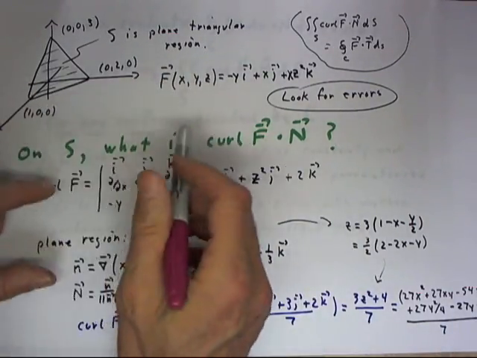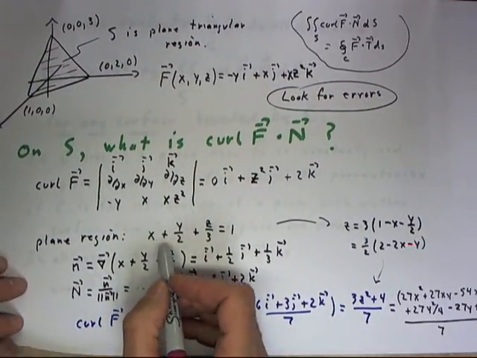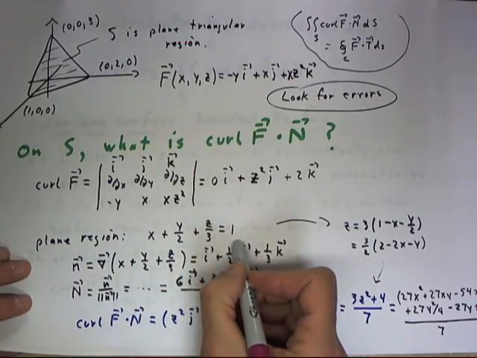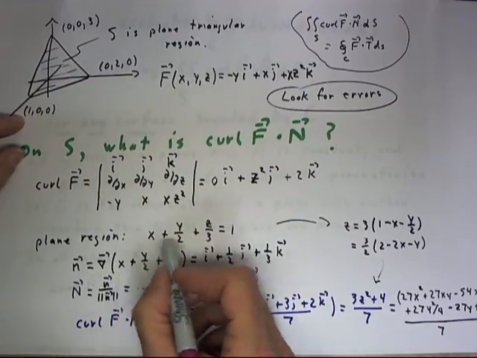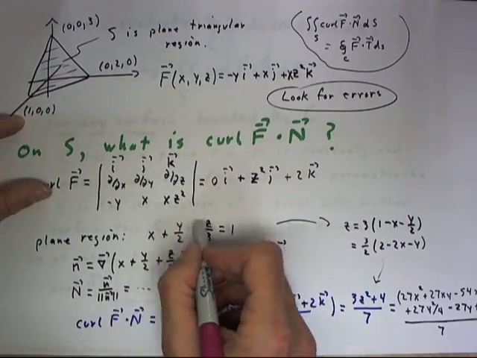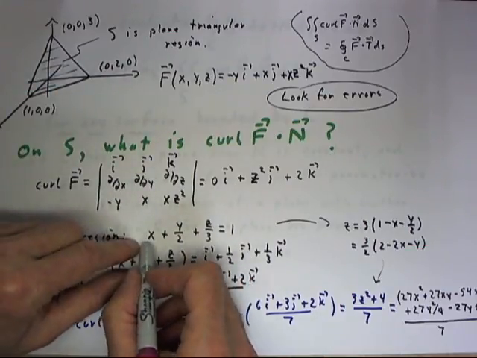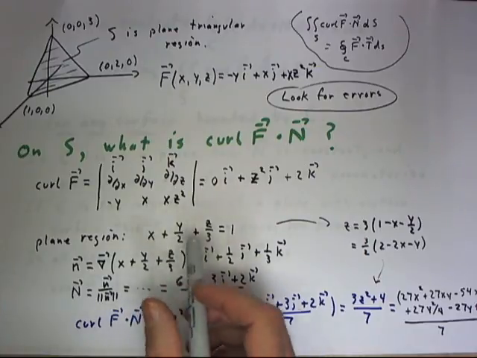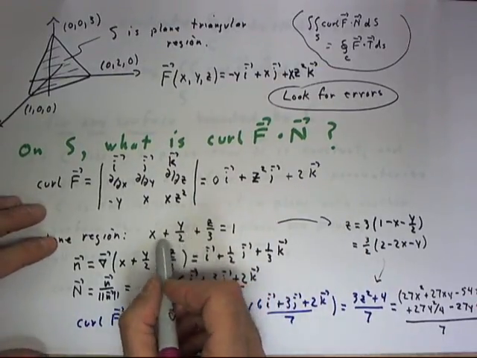Okay, we're verifying Stokes' theorem for this function on this region. We've established that the plane region is x plus y over 2 plus z over 3 equals 1, which I believe is correct. If we plug 1, 0, 0 in, we get 1. 0, 2, 0 gives 2 over 2, which is 1, and so on. Alternatively, well, let's not worry about alternatives right now.